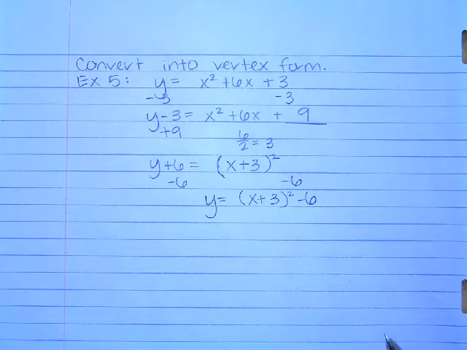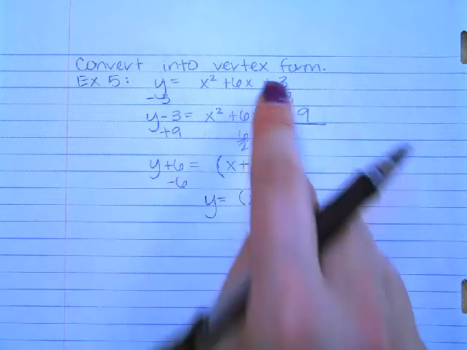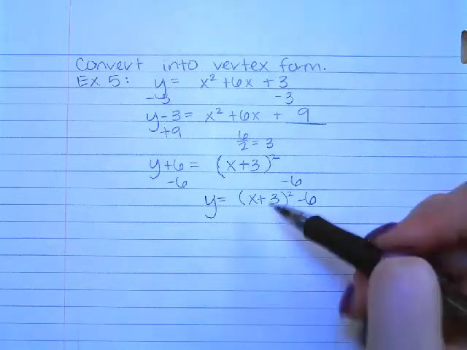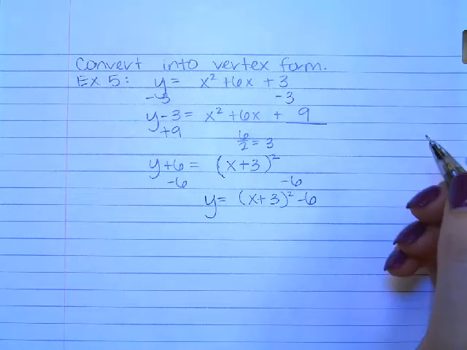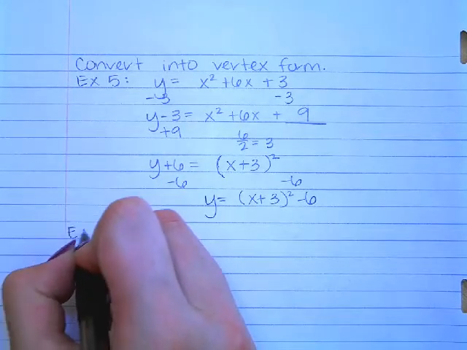If you want to check your problem to see if you did it correctly, you can go ahead in your calculator and graph this parabola right here and graph this parabola at the same time. And when you look at the graph, there should only be one because they're equivalent forms. They just look different, but they should give you the same picture. All right, example 6.